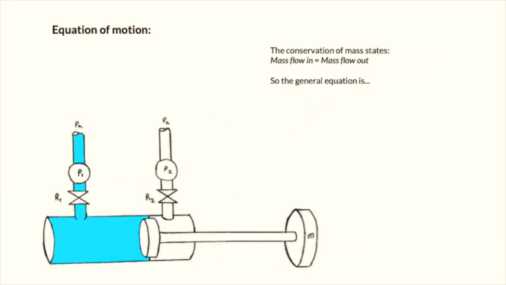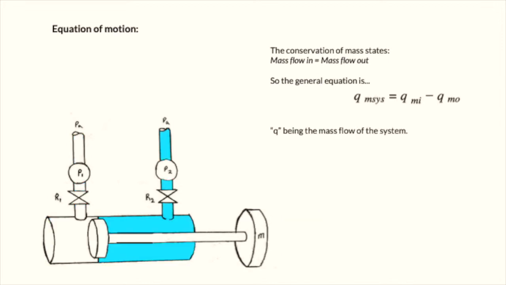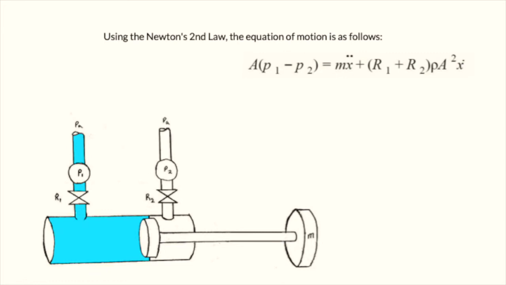To develop the equation of motion for this system, we simply used the conservation of mass, which states the mass flowing into a system has to equal the mass flowing out of a system. Using Newton's second law and the conservation of mass, the following equation for motion was found.